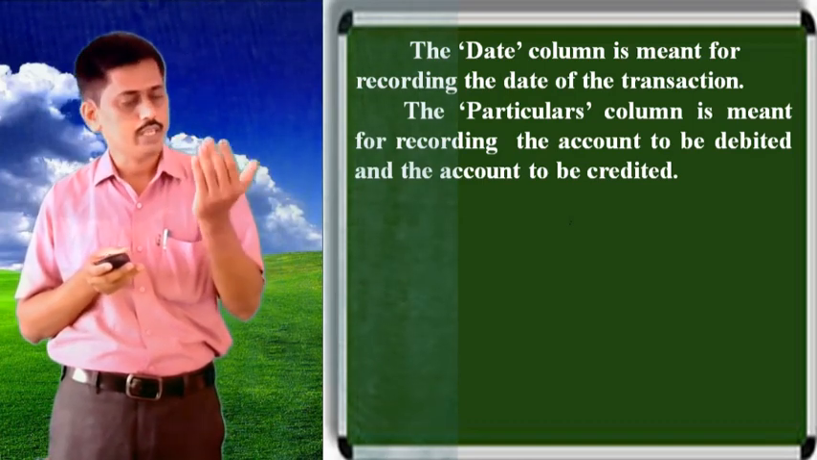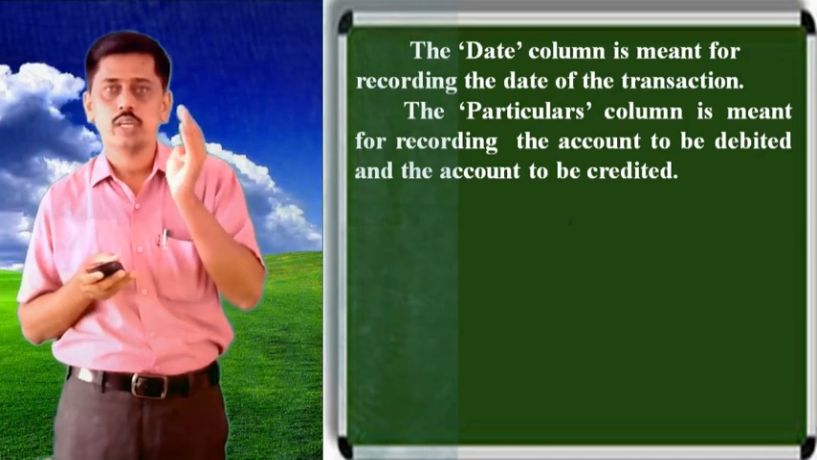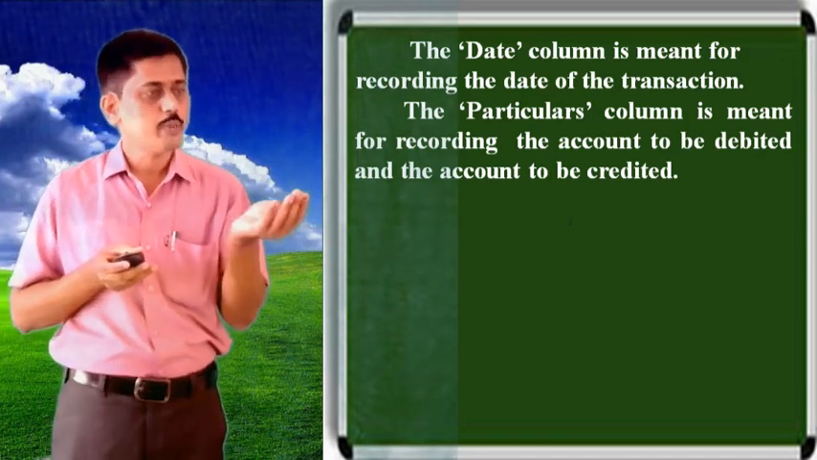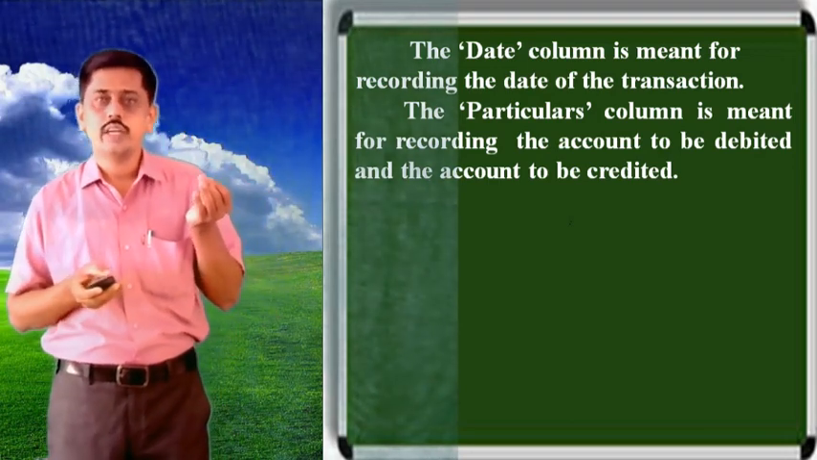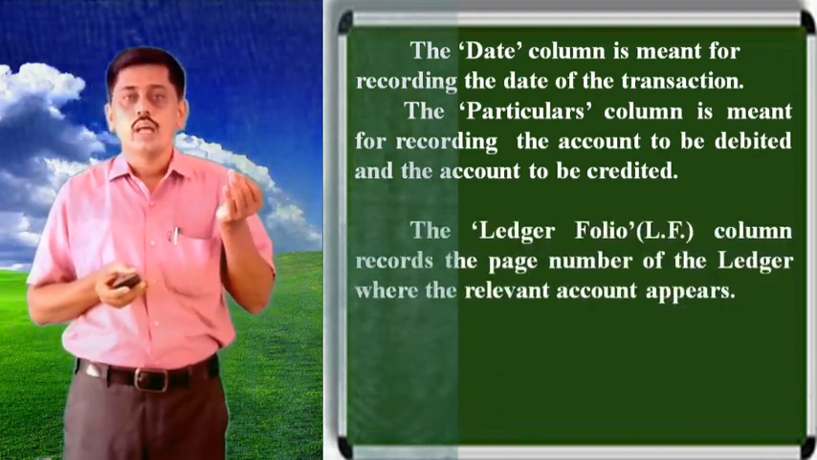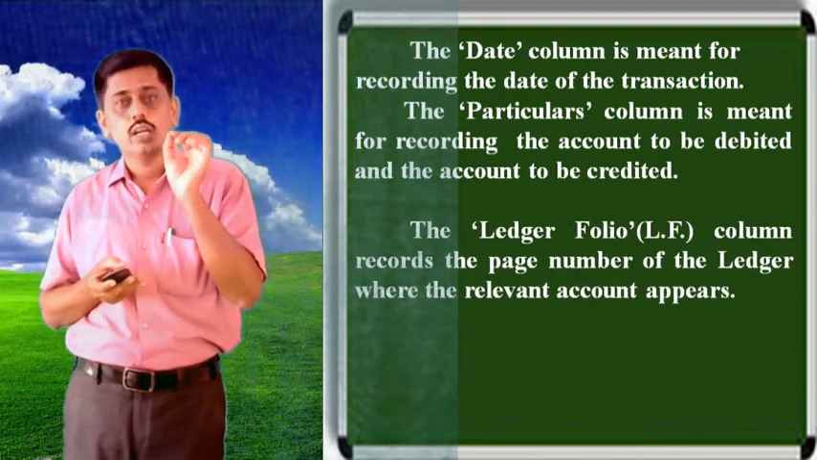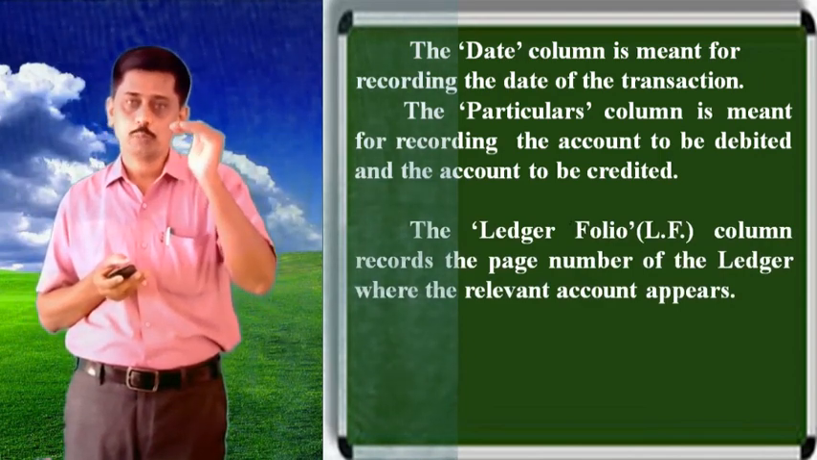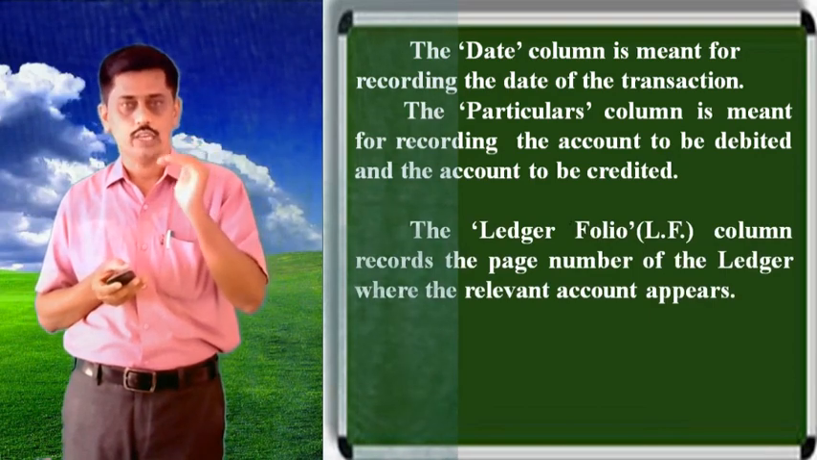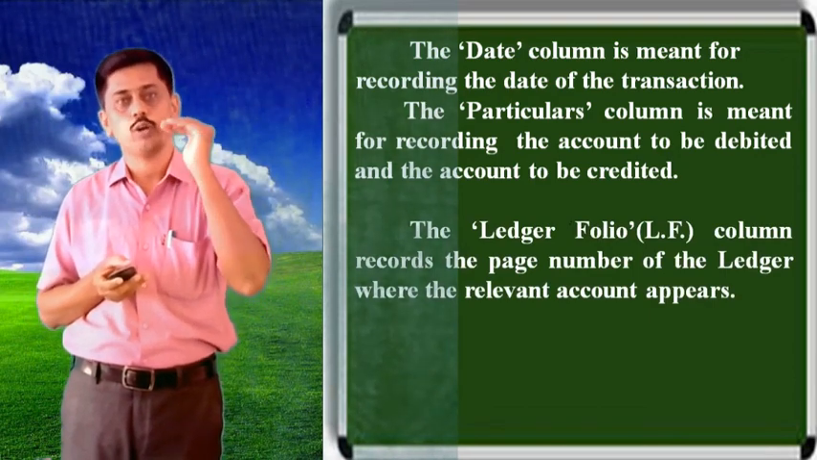Look clearly. In the date column the date is written, and in the particulars column the account to be debited and the account to be credited will be written. And the LF means ledger folio. What's this ledger folio? Ledger means principal book of account. I told earlier. Ledger is the principal book or book of final entry.